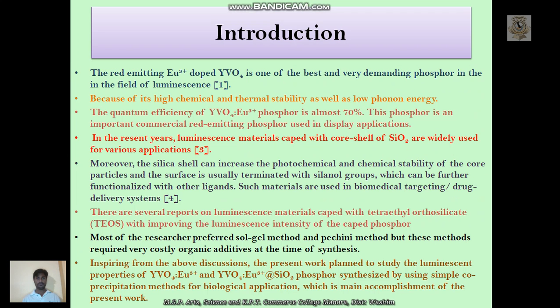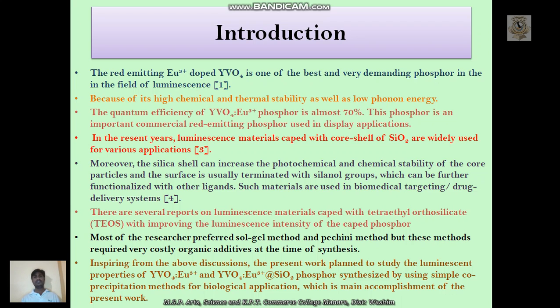These are my keywords. The introduction of this research work: my phosphor YVO4:Eu3+ is one of the best and very demanding phosphors in the field of luminescence. This is a commercial phosphor because of its high chemical and thermal stability as well as low photon energy. The quantum efficiency of this material is very high. The phosphor is an important commercial red emitting phosphor in the field of display application.